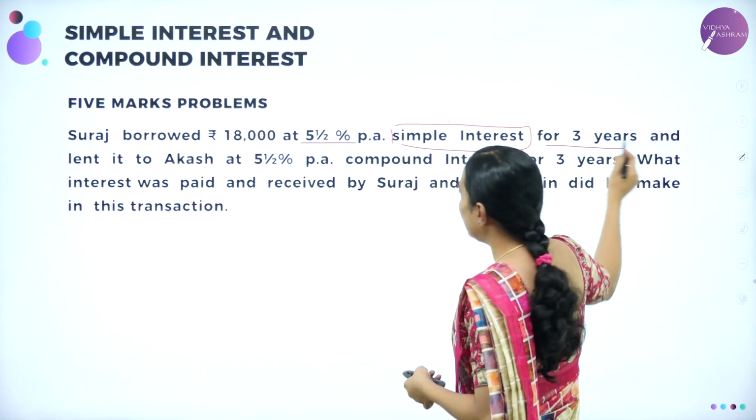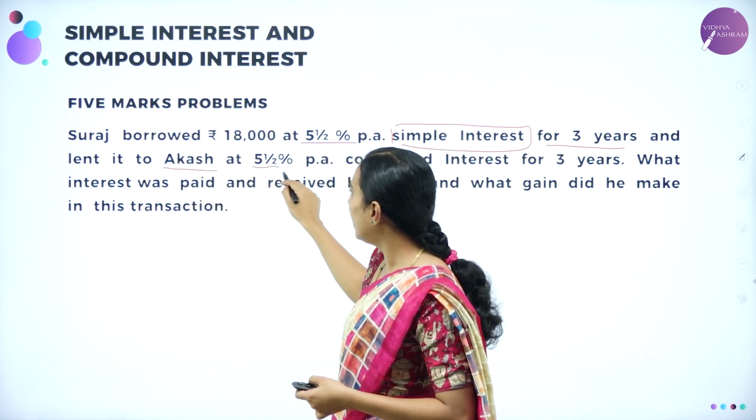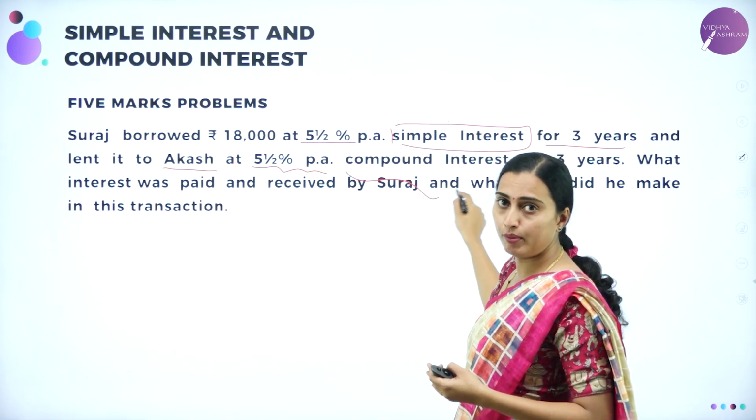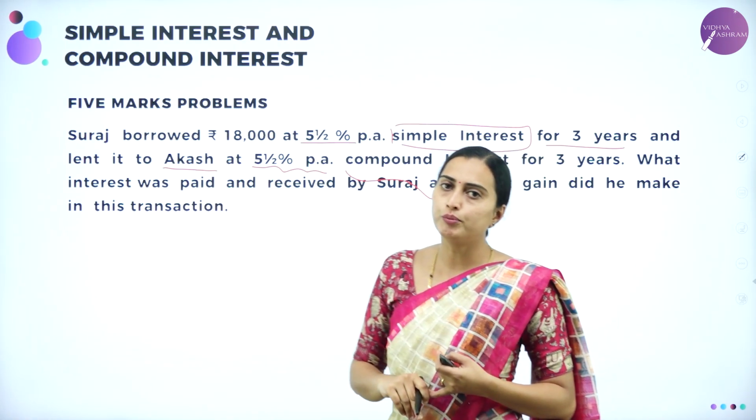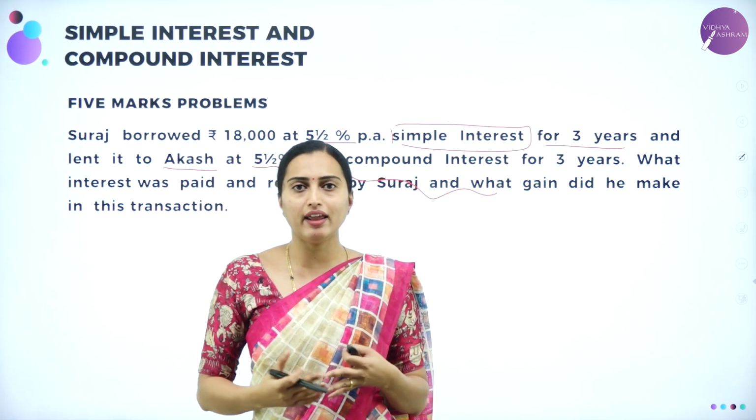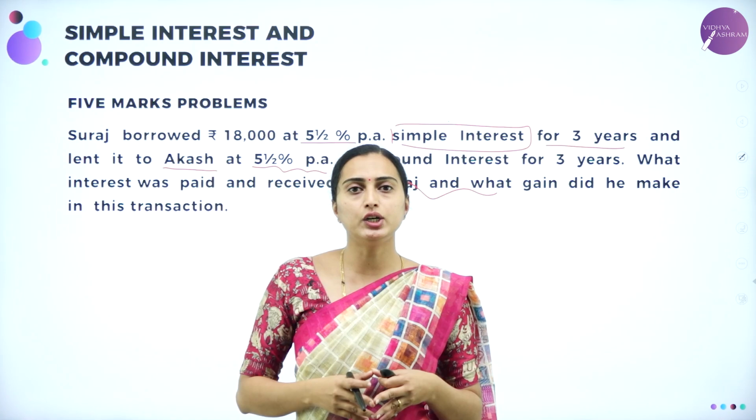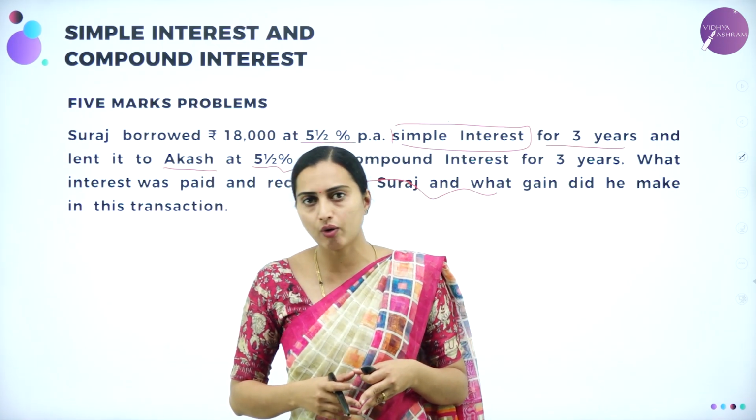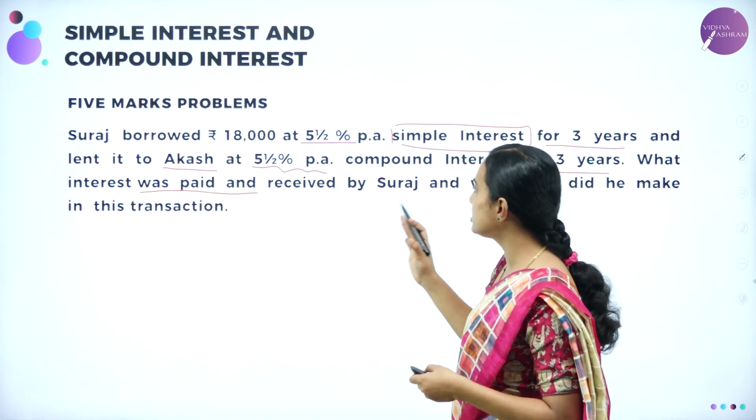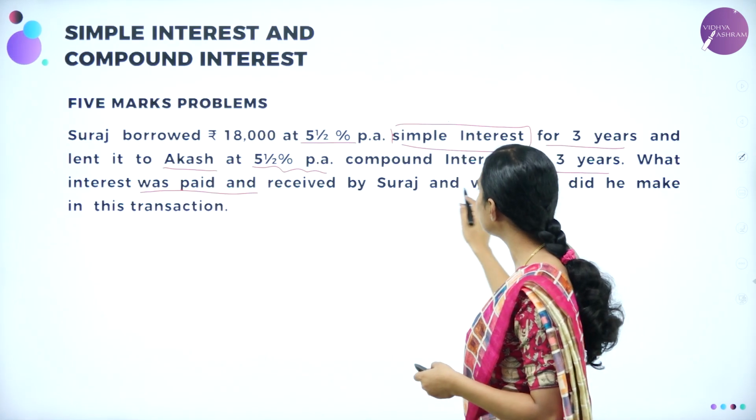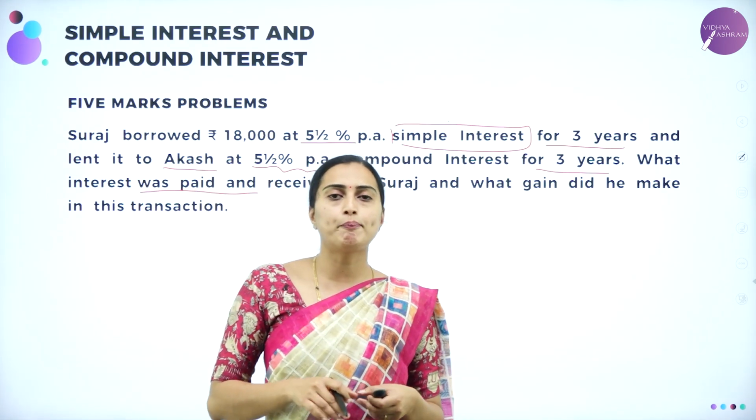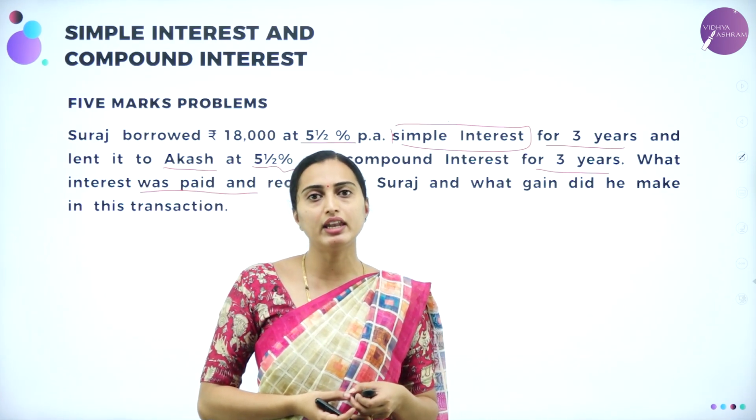So, and lent it to Akash at 5.5% per annum. Lent it to Akash means at what? Compound interest. You know the compound interest formula also, it is given by A minus P, isn't it? So, we need to find out A there. A will be equal to P into 1 plus R to the power of N, for 3 years. What interest was paid and received by Suraj and what gain did he make in this transaction? They have asked what is the profit Suraj is going to gain in this one.